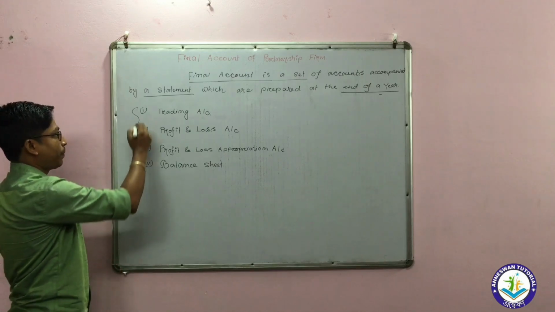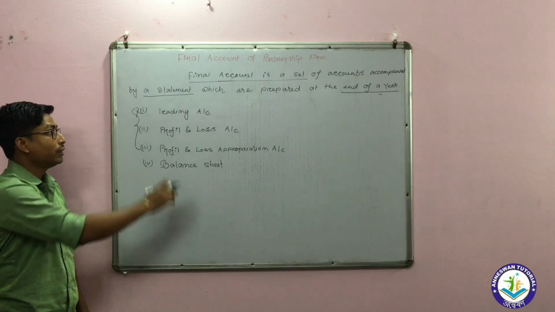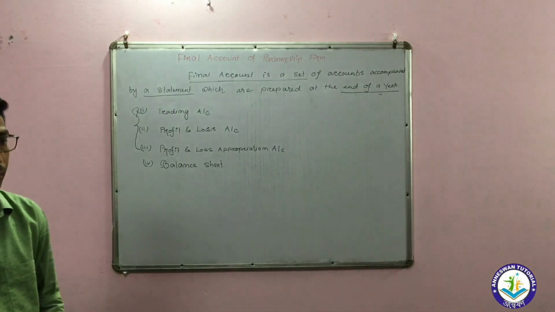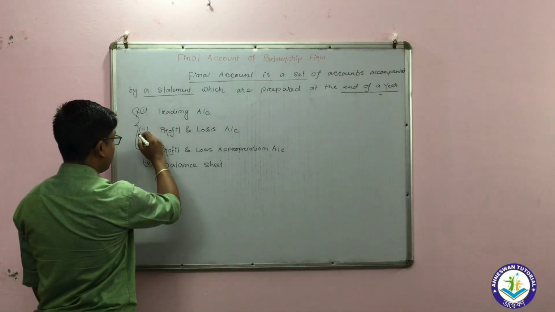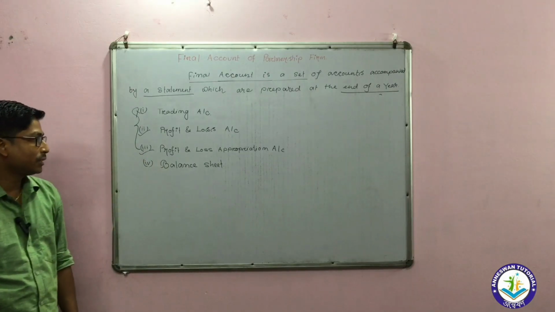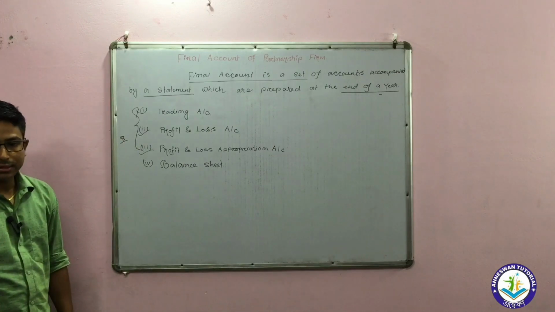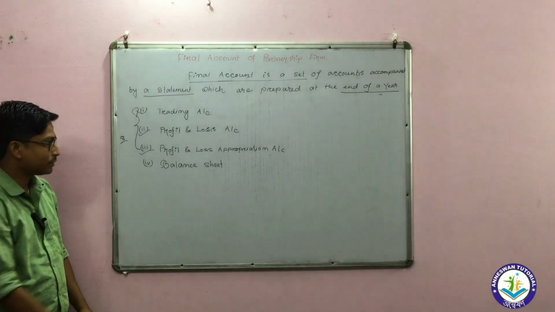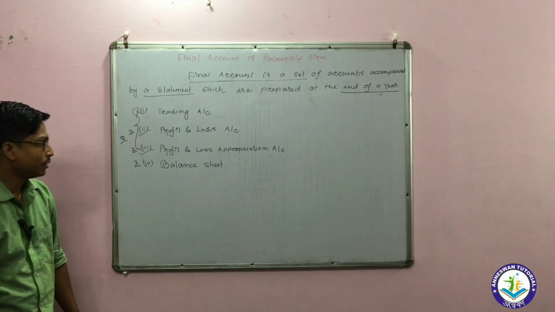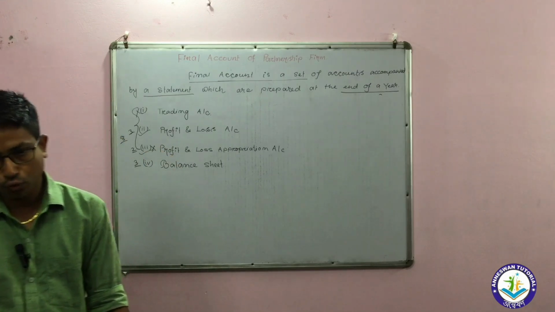Then in our question which will be asked in your examination, you don't need to prepare a trading account. In the question normally given, you start from preparation of profit and loss account, thereafter you need to prepare an appropriation account and finally a balance sheet. This question will carry 8 marks. We distribute the 8 marks: 3 marks for this portion, 2 marks for this portion and the remaining 3 for this portion.